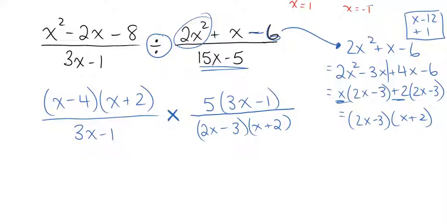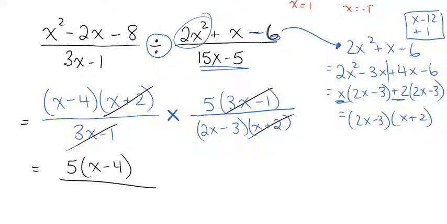Now since it's in factored form, I like to see if I can cancel anything out, top and bottom. So I have an x plus 2 in the numerator, an x plus 2 in the denominator. I have a 3x minus 1, 3x minus 1. So I can cancel stuff out. That leaves an x minus 4 and a 5 in the numerator. So I'm going to write that as 5 times x minus 4 over, and then I check my denominator and I just have that guy left, 2x minus 3. So that would be my final answer.